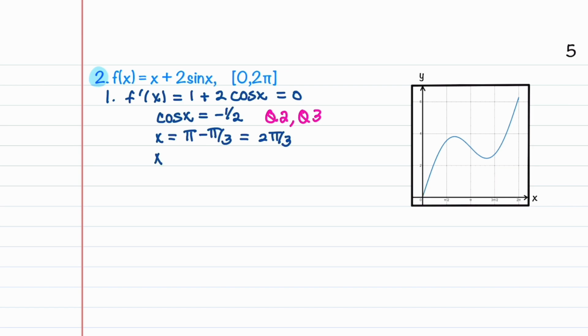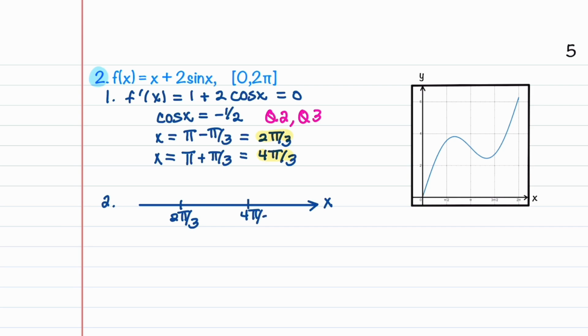And then in our third quadrant, x is going to be pi plus pi over 3. So this is 4 pi over 3. Let me go ahead and highlight these because those are our critical values. Our second step is to draw our number line, and we're going to place our critical values on the number line. We have 2 pi over 3, and then we have 4 pi over 3.